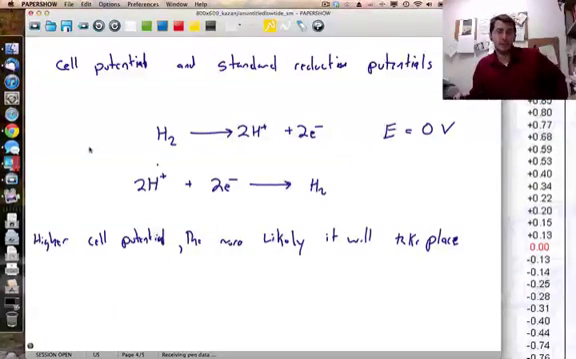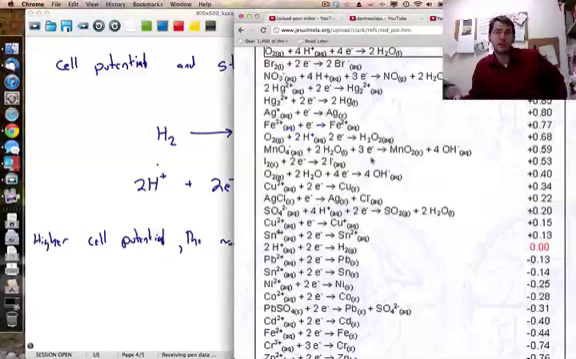The more likely it will take place. So let's take a look at an example. Bromine plus 2 electrons to produce the bromide ion. The bromine is undergoing reduction to form bromide, and has a cell potential of approximately 1 volt compared to hydrogen. This means that the reaction takes place much more readily.